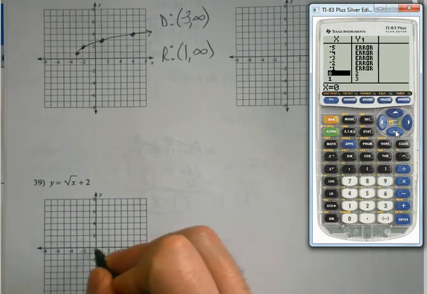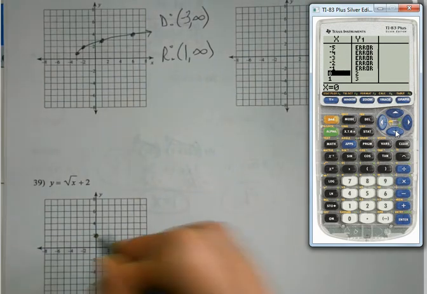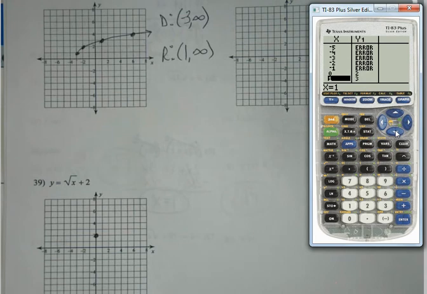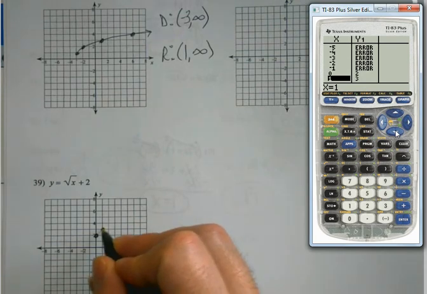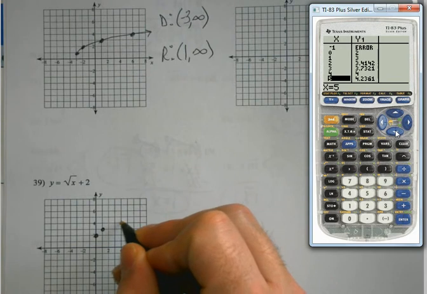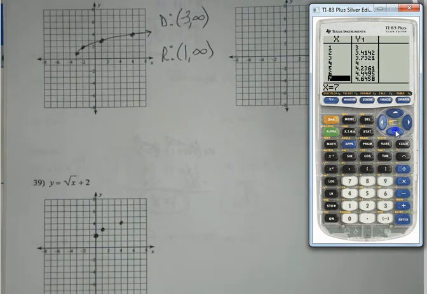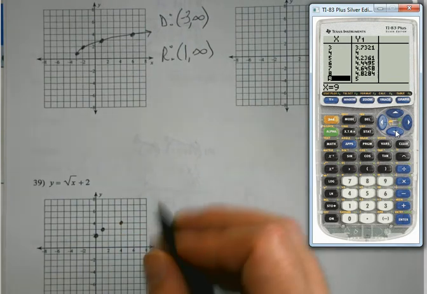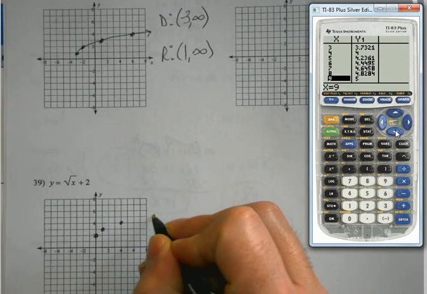So once I quit seeing errors, I start working all of my values. And I'll get as many as I can. Usually I'll get at least 3. I might get a 4th. That's a little off the page, but that's okay.